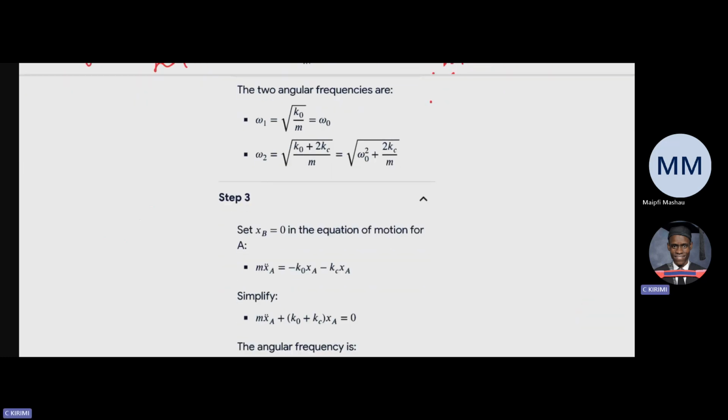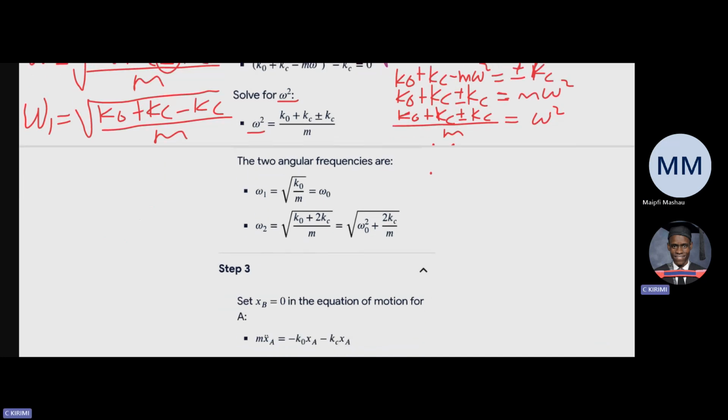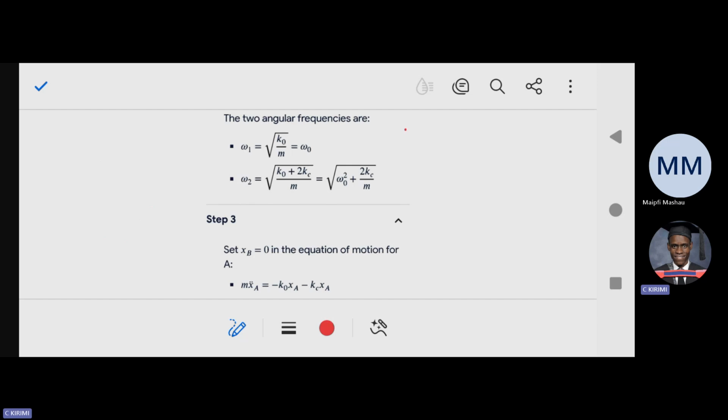All right. So we want the angular frequency of A when B is clamped. That is what we are saying. Here we have solved our values. We are done with this step. The two angular frequencies which we have for 1 and 2, we solved them already, where we got omega squared plus 2kc over m.